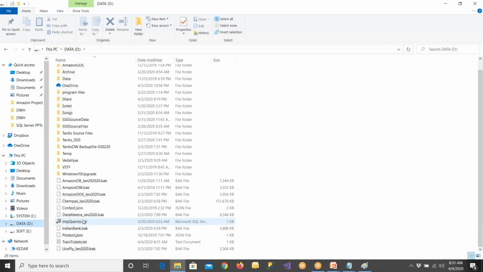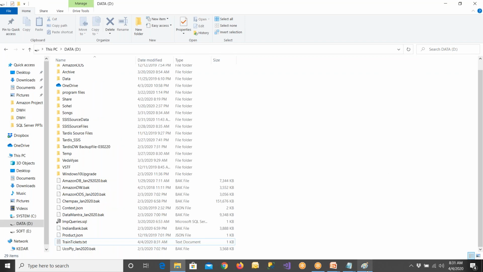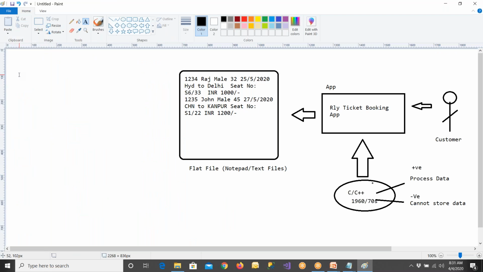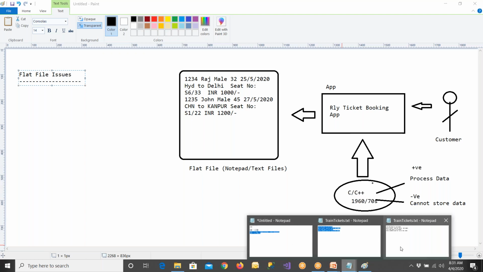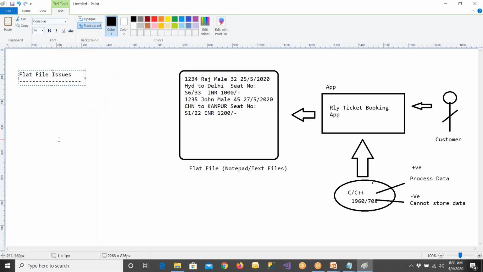Flat file means, I told you, right, which is completely a notepad data. So this is how people are storing the data. There is no issue at all. But now the issue starts when the data is more and more. A lot of issues were encountered with the flat file. What are the flat file issues? When we store a large amount of data in flat files, which are nothing but notepads, the data is being stored in the notepads like this. And what is the issue with the notepad? Let us understand. The first issue is security.